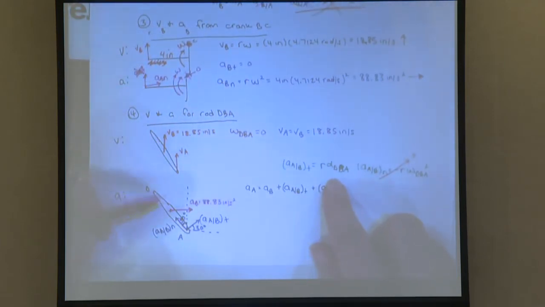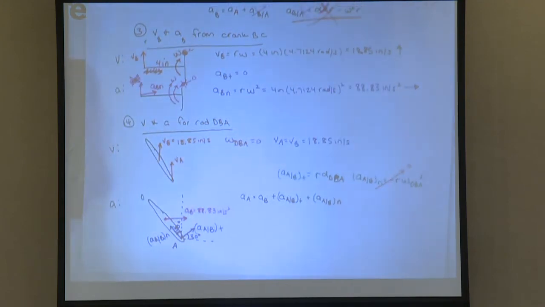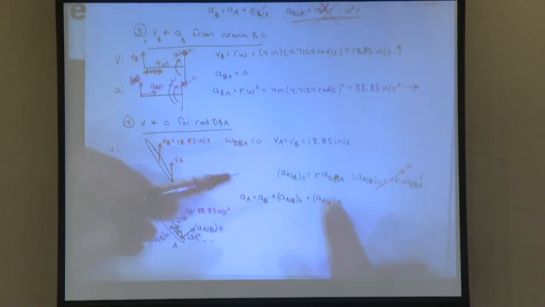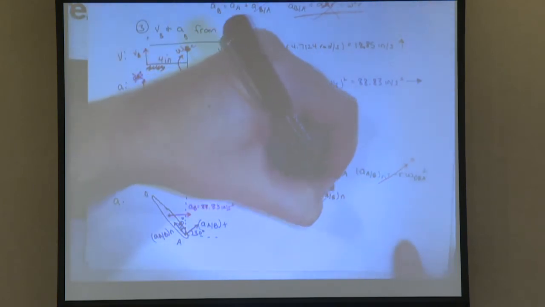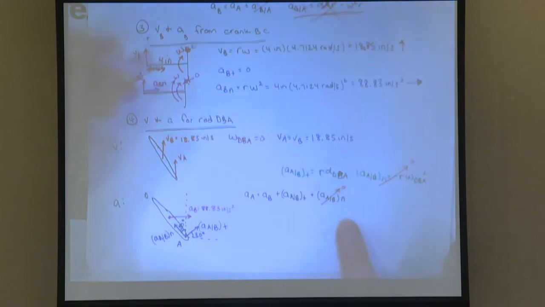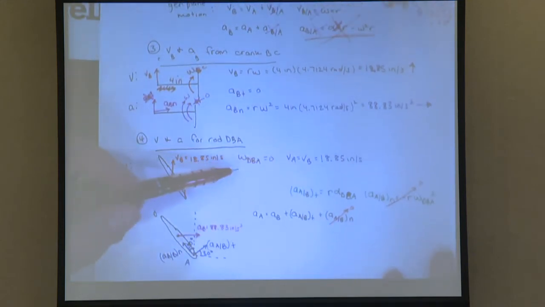We can't say that alpha dBA is 0 just because the other one wasn't accelerating, right? So we don't know what it is. It may be 0, and we can calculate it, but we have to assume that it's not 0 unless otherwise told. So it's actually our normal component that's 0, because we said that for this rod, the omega is 0. We're okay.